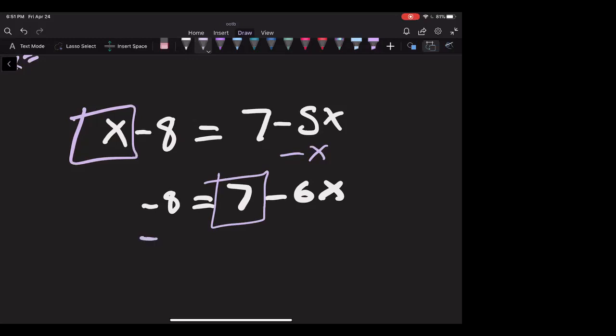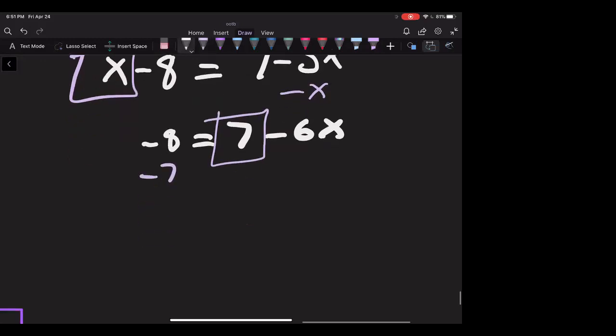What are we going to do to it? Negative. Negative 7. What's negative 8 minus 7? I meant to say negate. Negative 15. Yes, exactly. Now, negative 6x. Now what are we gonna do?